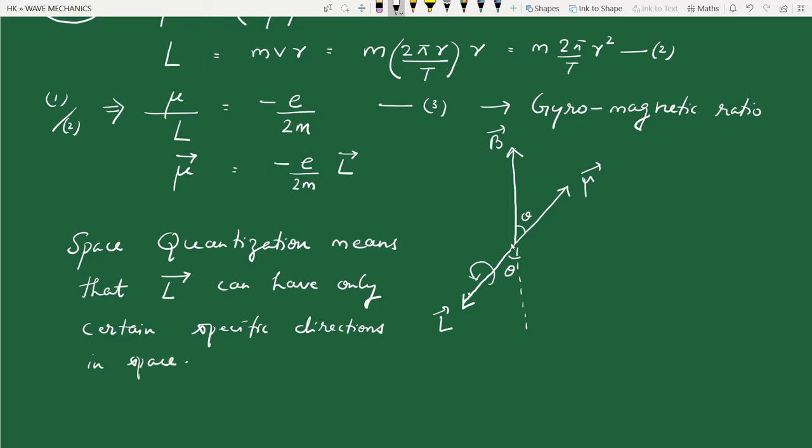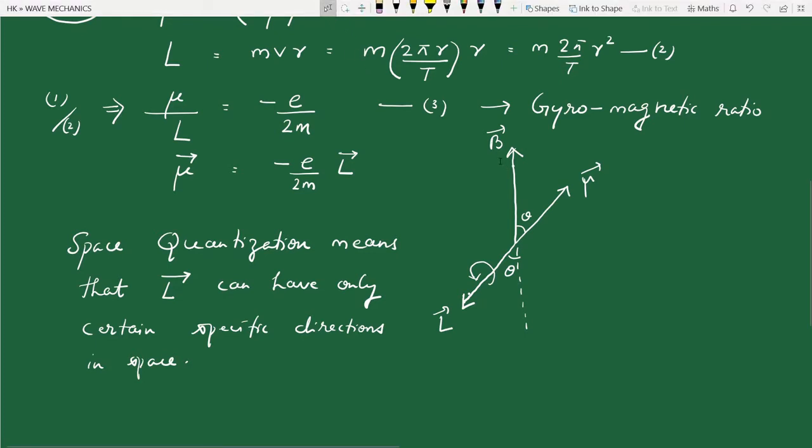How are these directions decided? See, the point is that even though this is the situation, orbital angular momentum can have only certain specific directions in space. To be able to observe or measure it, we need some interaction. And this interaction is provided by an external magnetic field.